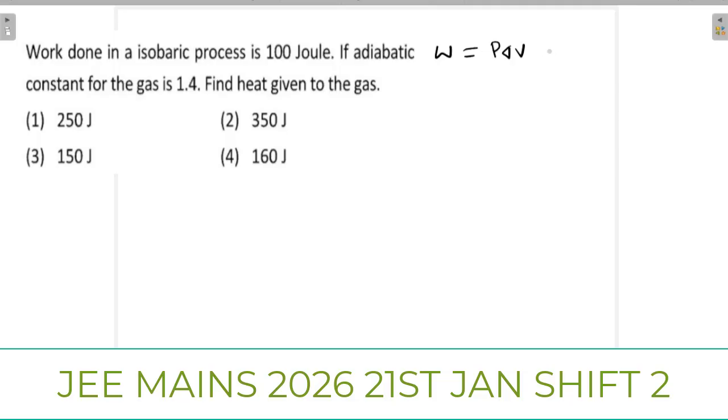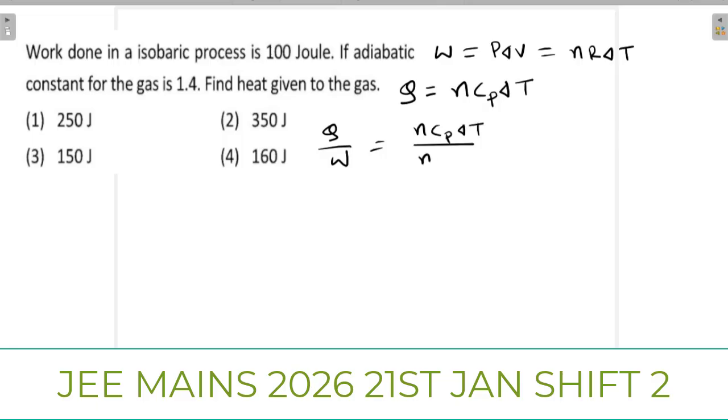Now PV is equal to nRT, so P delta V is equal to nR delta T, and heat Q is equal to nCp delta T. So heat given, Q is equal to nCp delta T. Now Q by W is equal to nCp delta T divided by nR delta T.